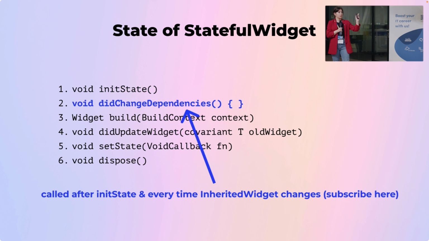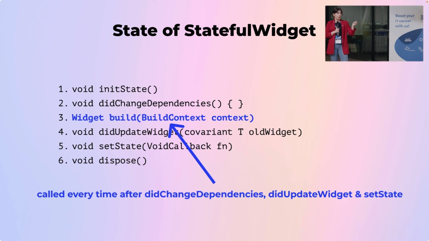To understand this, didChangeDependencies, another lifecycle method of the state, is called always after initState, and every time an inherited widget changes. So if you have subscribed to an inherited widget, this is the method that gets called. And in here, it's safe to use things like Theme and MediaQuery and so on to calculate anything that you need, because if anything changes there, you will get the update. initState won't be called again. That's why you can't subscribe to changes there.